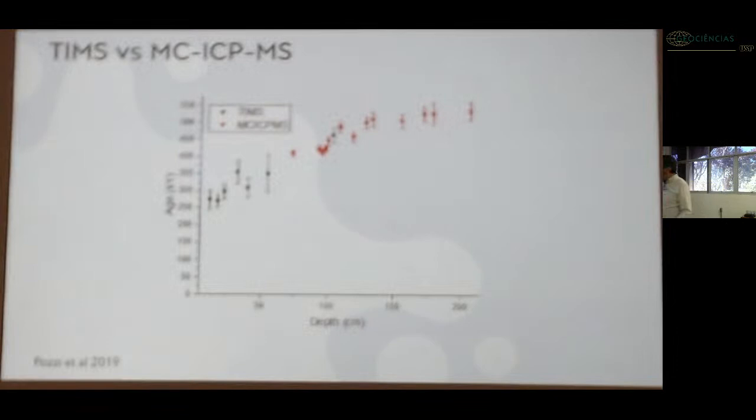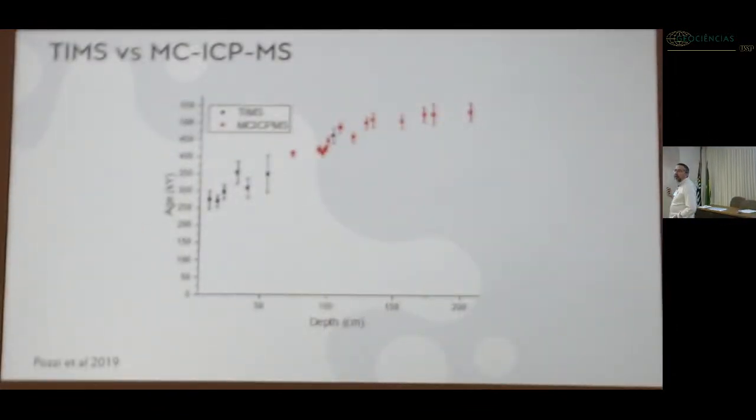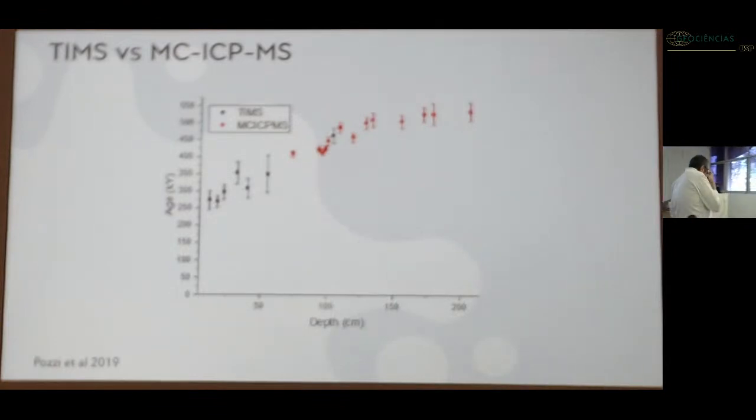A more direct approach to what we're doing with the stalagmites. This is a paper from Pozzi 2019, and they have this stalagmite that was initially dated by TIMS and later on was dated with multi-collector ICP-MS. So there's a mixture of multi-collector and TIMS data. The multi-collector ICP-MS ages are in red, and the TIMS ages are in black.